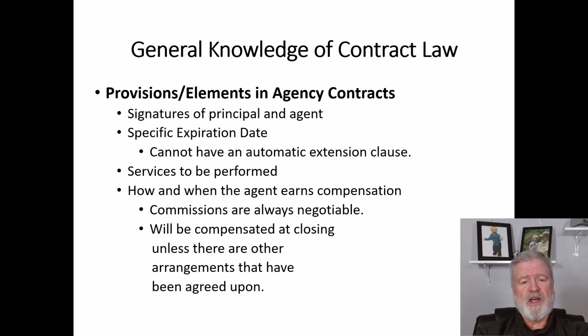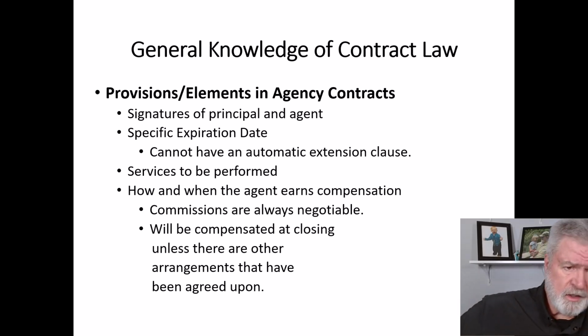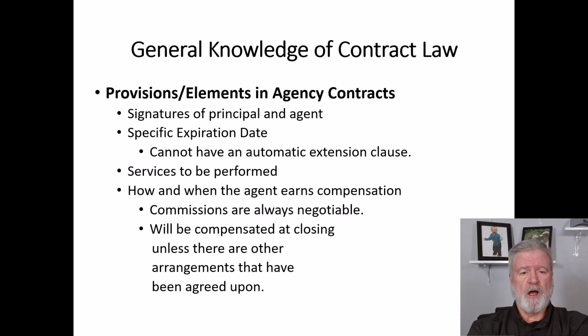Then we look at how and when the agent earns their compensation. We've already talked about this a lot, but as far as the how, how do we determine the commission? It's always negotiable. Whatever you and your client agreed to, that's what it's going to be. But as far as when, you notice it states here, how and when does the agent earn the compensation?